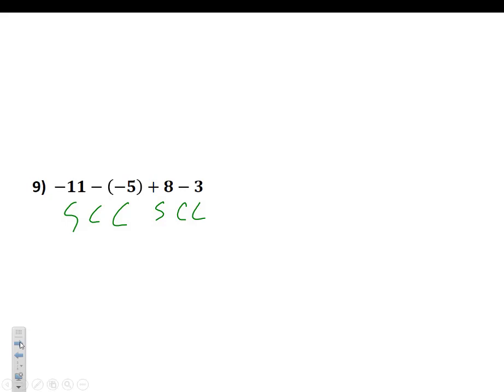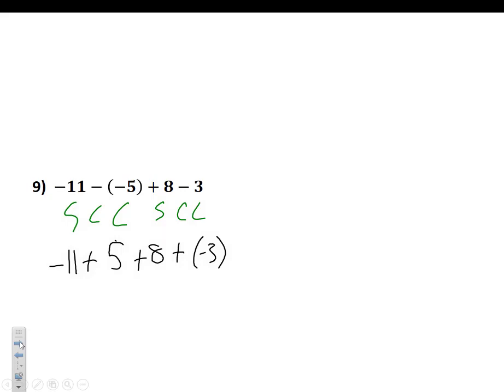The first term is always the same. So in this particular case, we rewrite our math sentence. We would have negative 11. Changing that subtraction to addition, the negative 5 becomes positive 5. And then we would keep adding the 8. And then we would change that last subtraction to addition and that positive 3 to a negative 3.